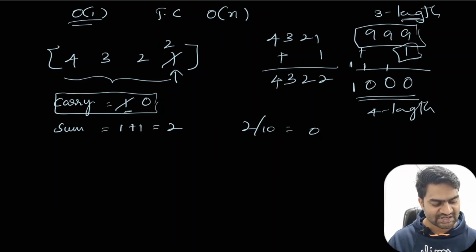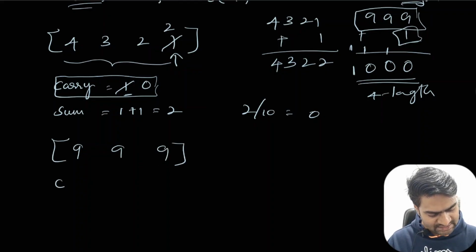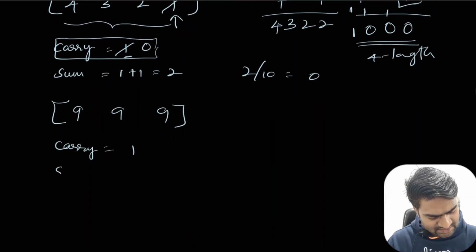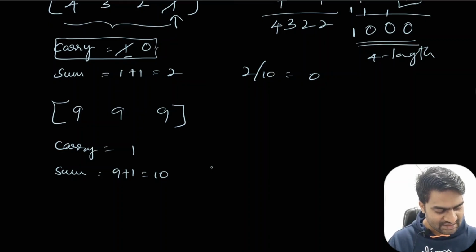But in the special case, let us take the 999 example. Let us take the carry equal to 1. Then let us start the sum. Now 9 plus 1 equals 10. Now 10 divided by 10, I will check for remainder and carry. So the remainder will be 0 and the carry will be 1 here.